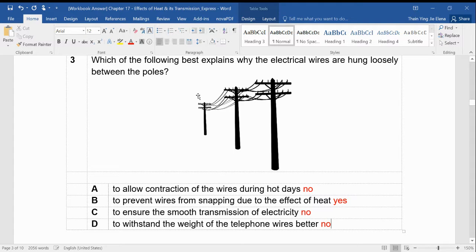This is similar to the reason why if you look at pavement, sometimes you see gaps in between the tiles on the floor to provide some space for expansion of the tiles. If there's no space, it will expand and then it will crack. It's a similar idea here for the electrical wires.